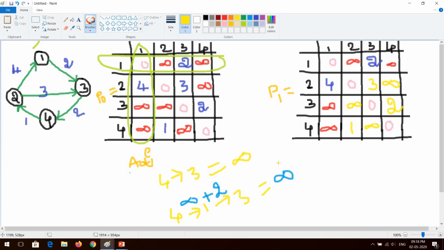So this particular matrix I got as a result of 1 as intermediate vertex, while trying to find the transitive closure or shortest path using vertex 1 as intermediate. So now we got P1, right? Similarly we have to do P2, P3 and P4. Finally we will be able to eliminate most of the infinite paths, which means we can find the shortest path.